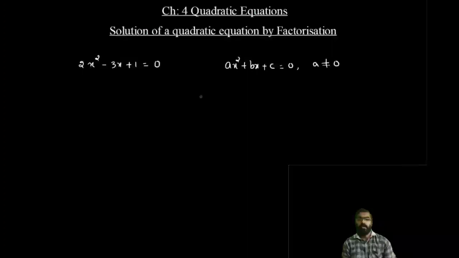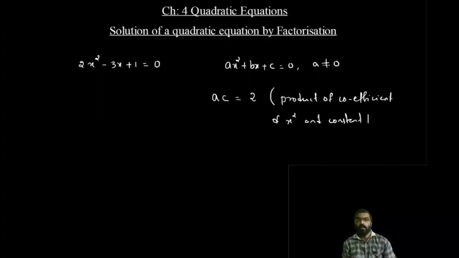Now we have to find the product AC. Here what is AC? AC means coefficient of x square into constant term. Okay, ax square plus bx plus c. So AC means this 2 into 1 and we get 2. It is the product of coefficient of x square and constant term.